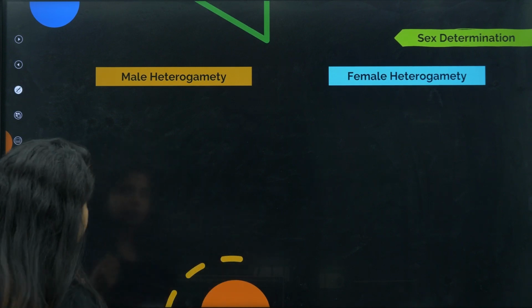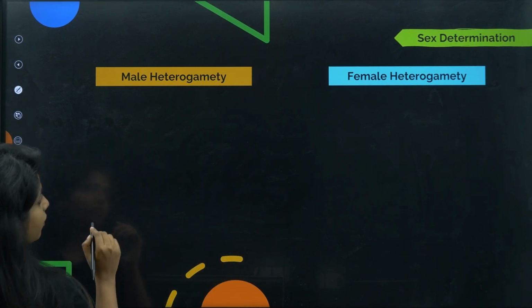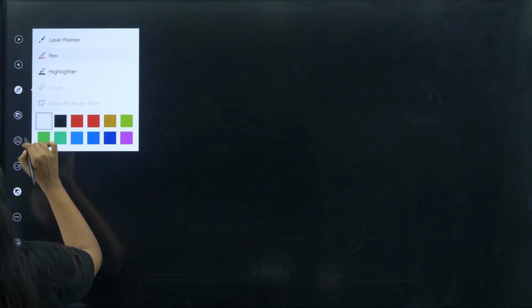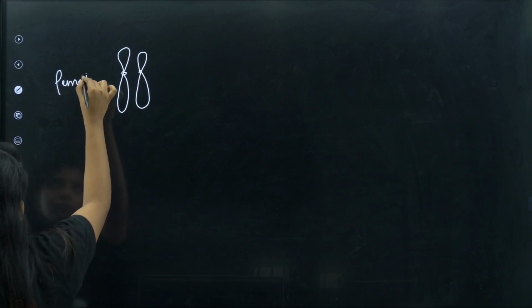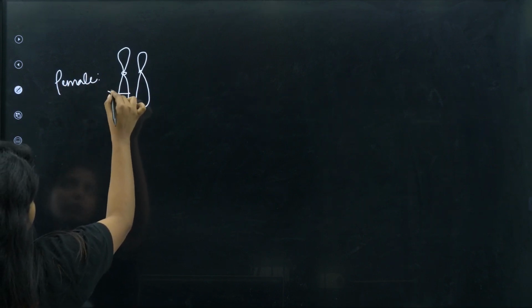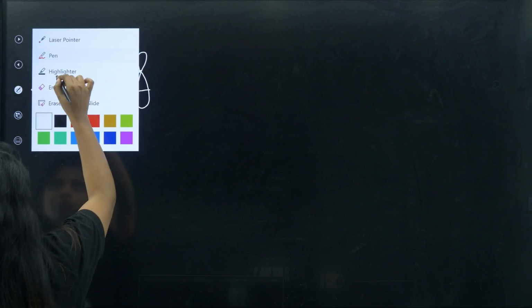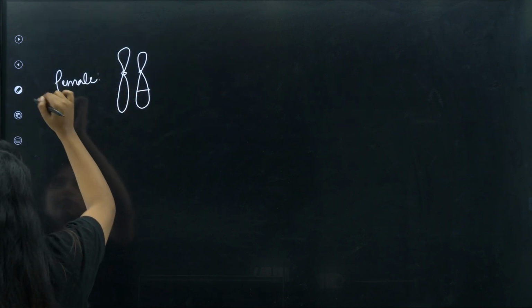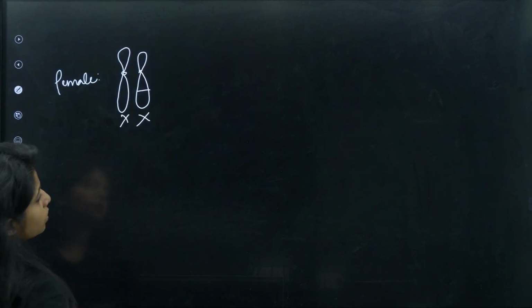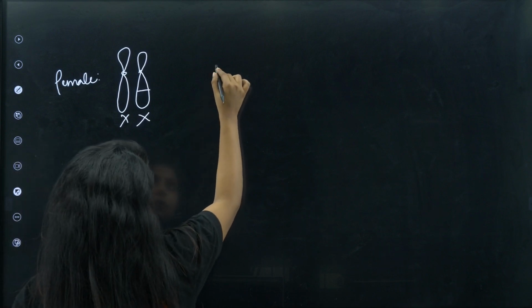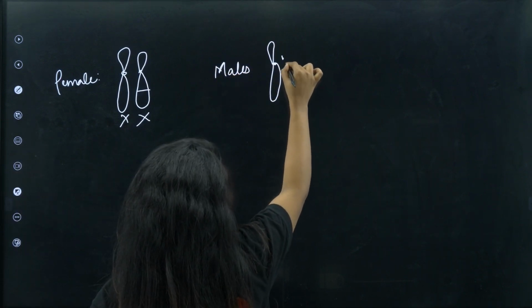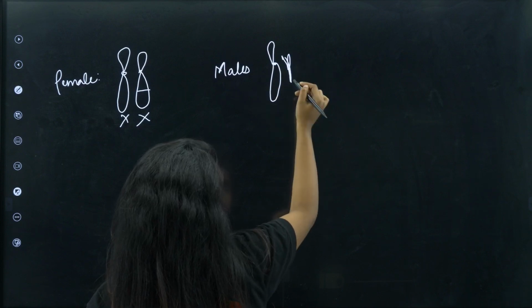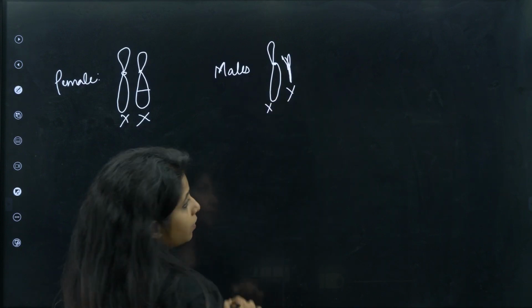Okay, so for example, I shall make an example here. In the case of human beings, this is a female. Female has one X, the other one is also an X chromosome. When you talk about males, they have an X chromosome and one small Y chromosome also. So X is there and Y is there, okay.